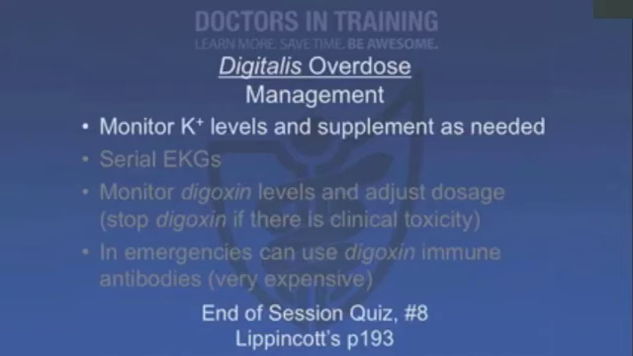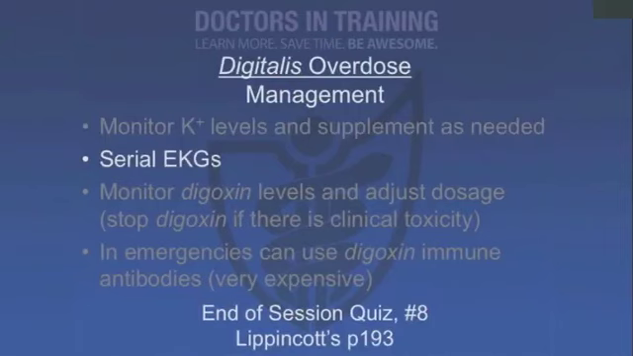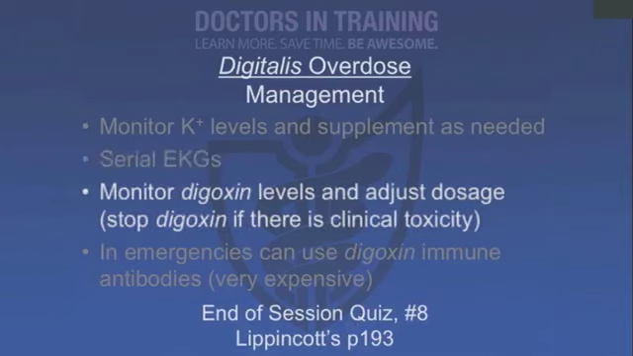Next question. How should digitalis overdose be managed? So we haven't talked about this yet. This can be a little bit tricky. So remember the symptoms that they had. They're going to have electrolyte problems. So you always want to look at potassium levels. Make sure they're not getting hyperkalemic. And then you have to treat that as needed. You can get arrhythmias. So you're always going to want to check serial EKGs. You want to look for any serious problems there.